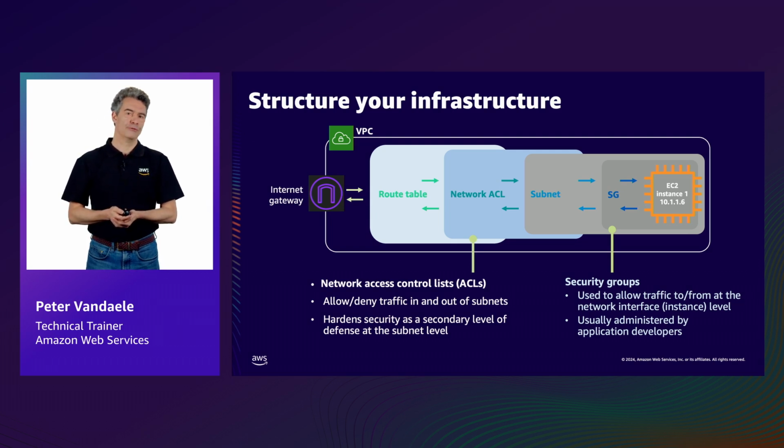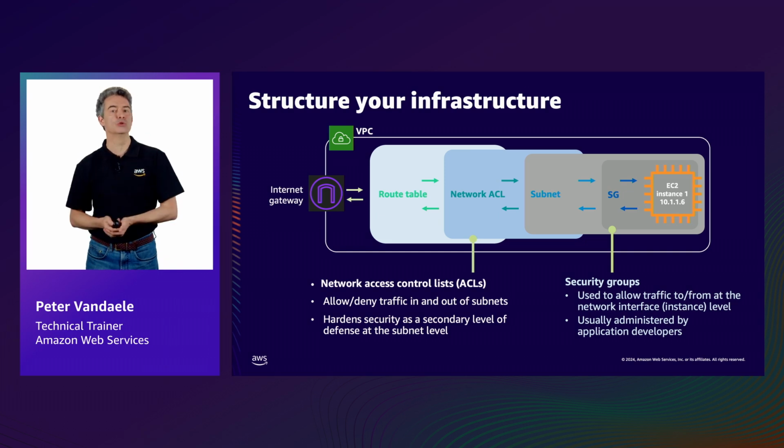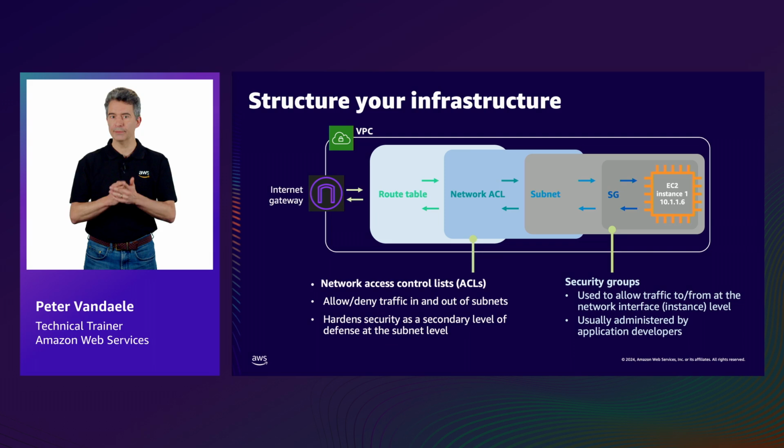These are virtual firewalls which act as a stateless packet filter and sit at the subnet level. It makes the decision of whether the traffic can enter or leave the subnet. If you want to restrict specific protocols or ports, or put in explicit block rules, then make use of these network ACLs. Next, wrapping around the Amazon EC2 instance, we have security groups.